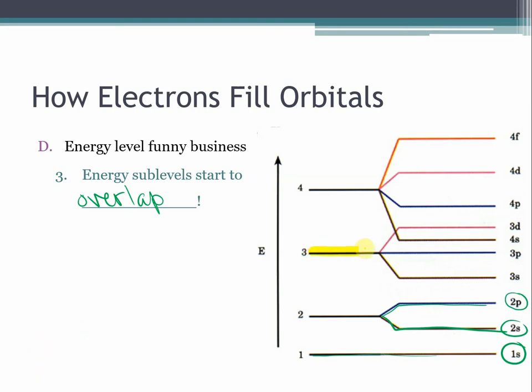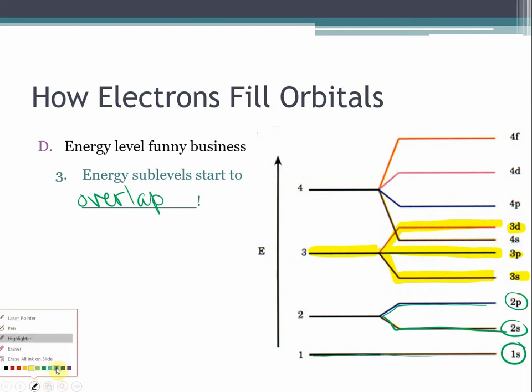Where you have your 3 energy level, s comes down, it's the lowest, p is a medium energy, and then d is highest in energy. So that gives you your 3s, 3p, and 3d energy levels. But this is where the problem happens.